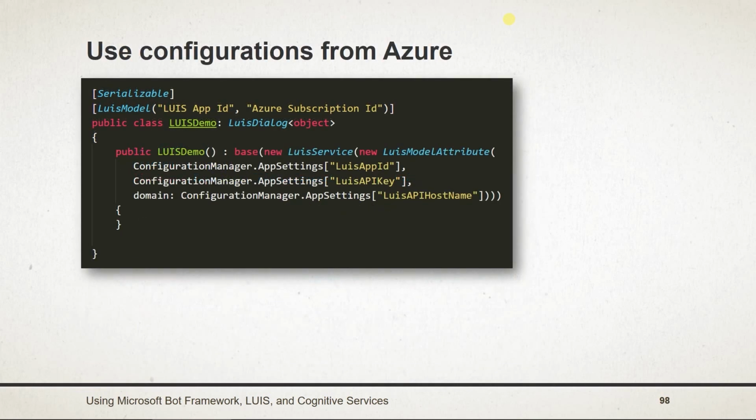If you don't want to specify the LUIS app ID and subscription key within an attribute, then we can also specify them in configuration settings within Azure. Then create a constructor and use the LuisModel attribute, pass the app ID, key and home page.